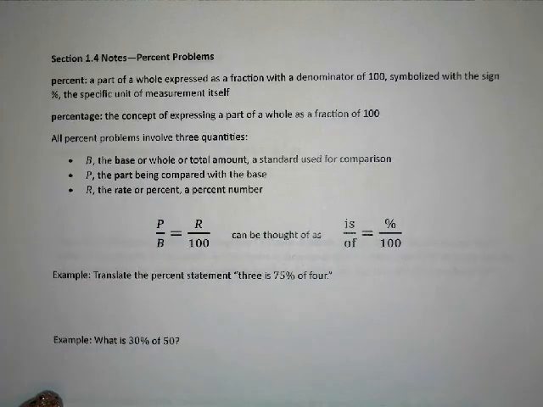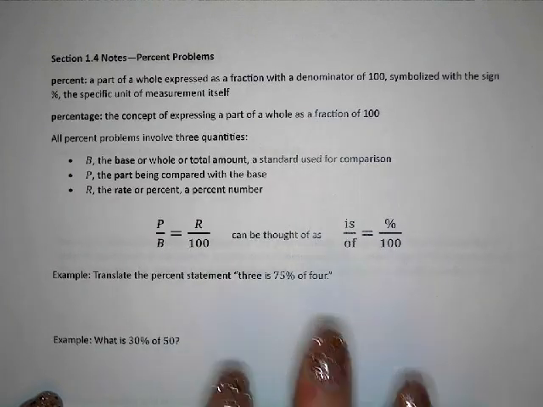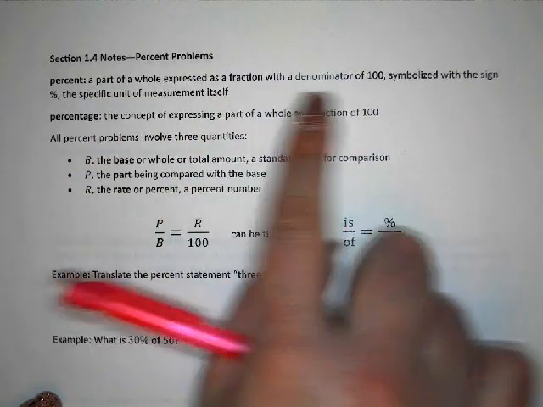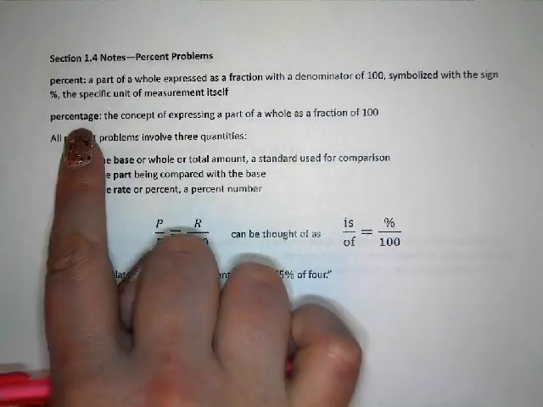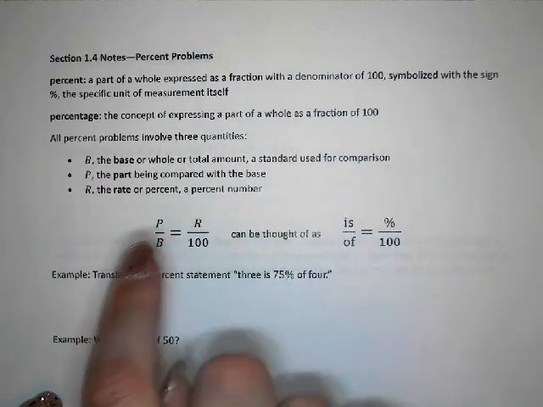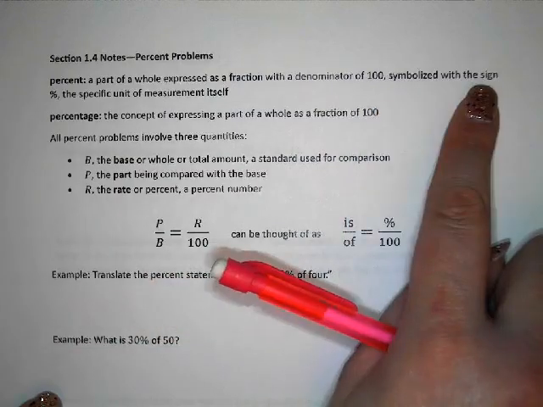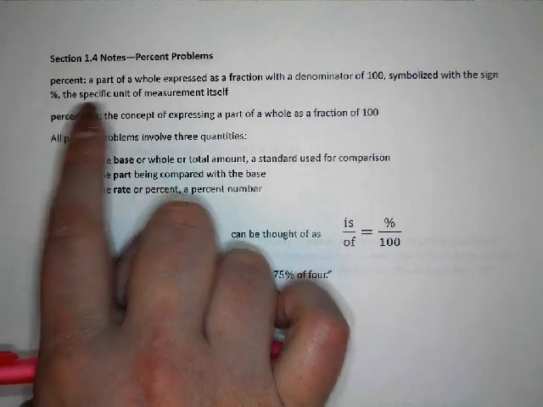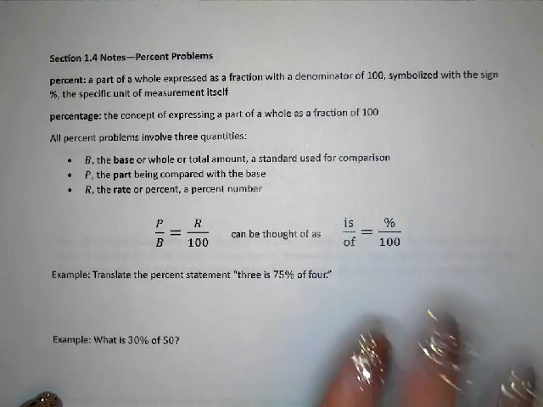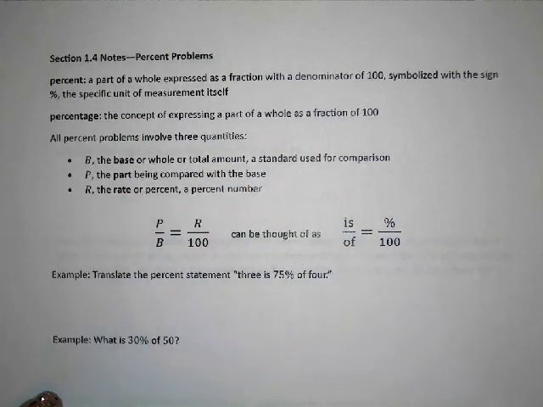To be honest, most people use them interchangeably and think of them as synonyms, even though technically they're a little bit different. A percent is a part of a whole expressed as a fraction with a denominator of 100, while percentage is the concept of expressing a part of a whole as a fraction of 100. A percent is symbolized with a percent sign; percentage is the specific unit of measurement itself. Honestly, using these interchangeably is not going to hurt you at all in this class. So I just put them both up there so you can see them.